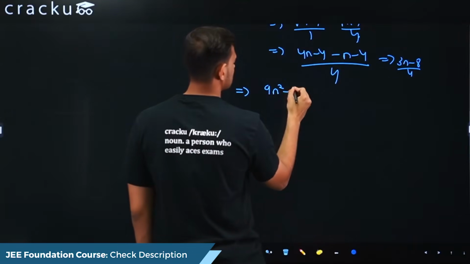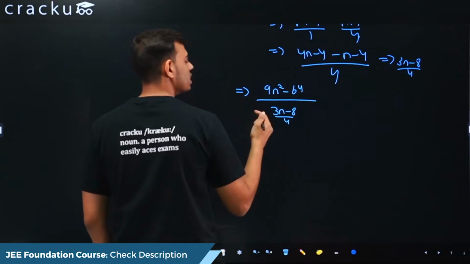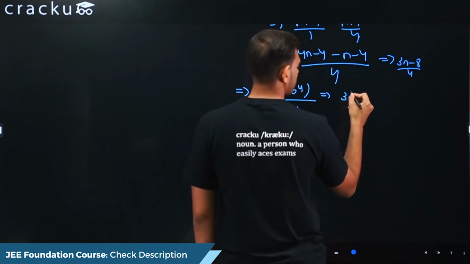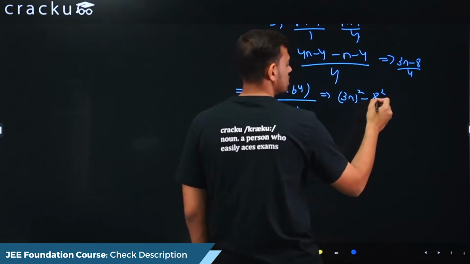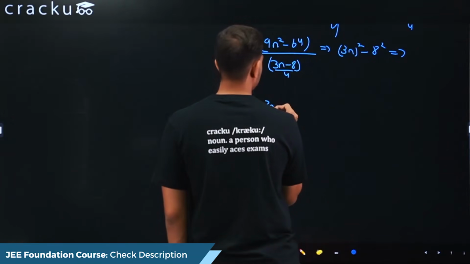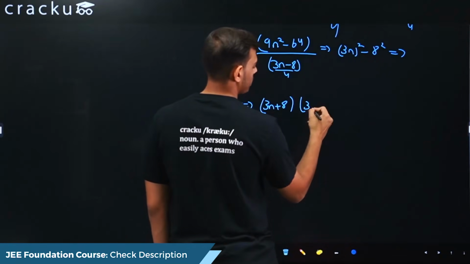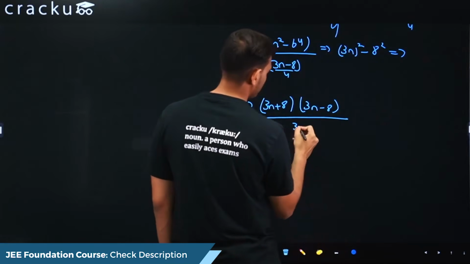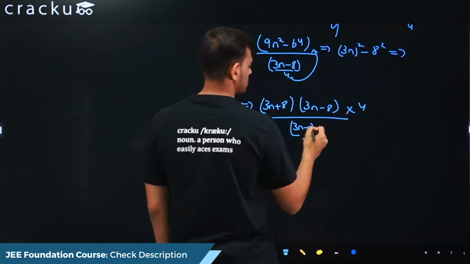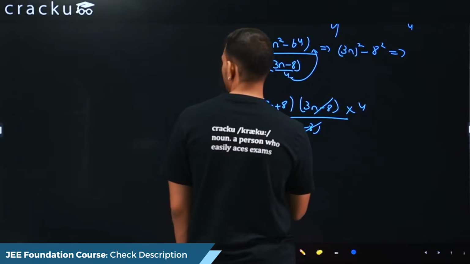The whole expression is this divided by 3n minus 8 by 4. Is there any relationship between here? Connection? Yes, this can be written as 3n whole square minus 8 whole square. I'll write it down here: a square minus b square is a minus b into a plus b. So a plus b multiplied by a minus b divided by the denominator. This 4 in the denominator of denominator will come to the numerator. This gets cancelled out. I get 4 into 3n plus 8 is the value of that expression.